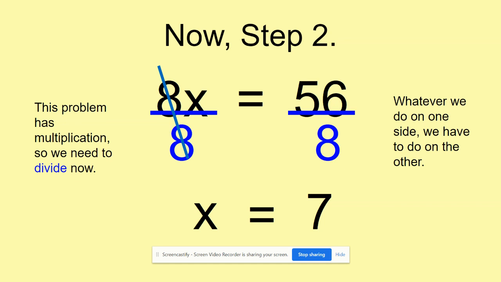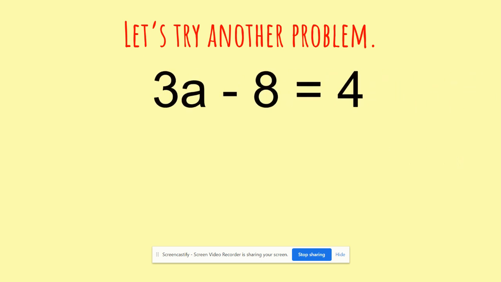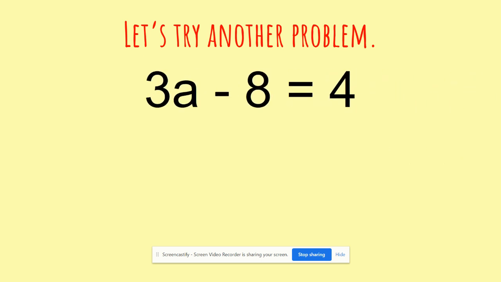The first thing we did was subtract. The next thing we did was divide. We got that x by itself. Let's try it again. 3a minus 8 equals 4.